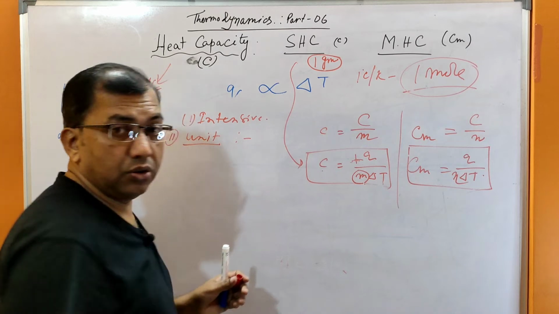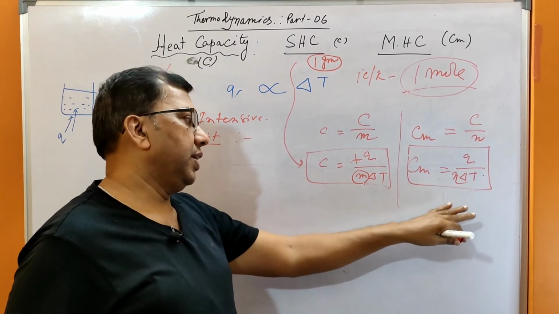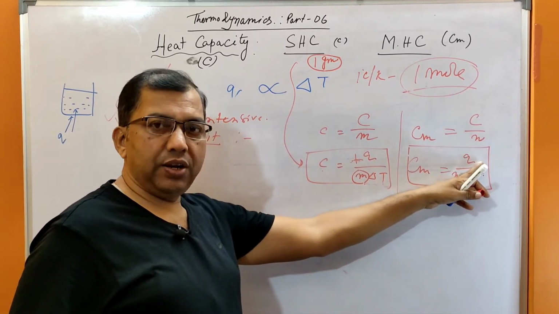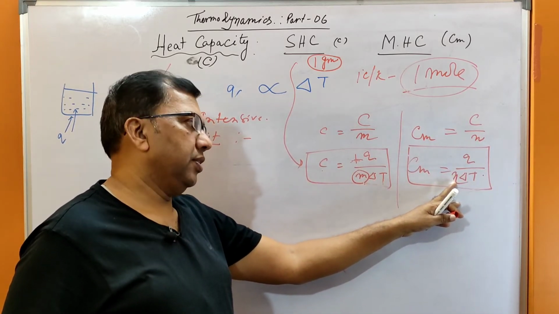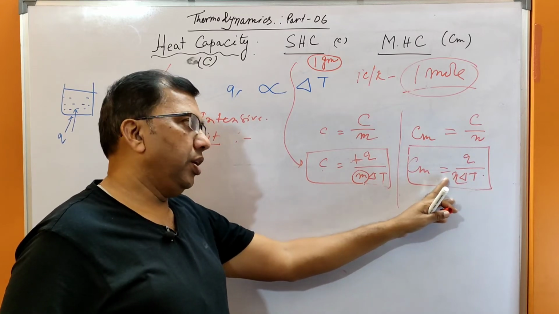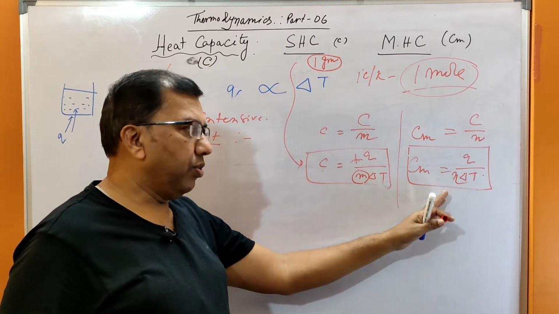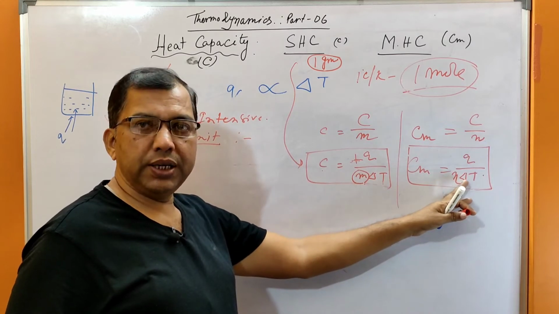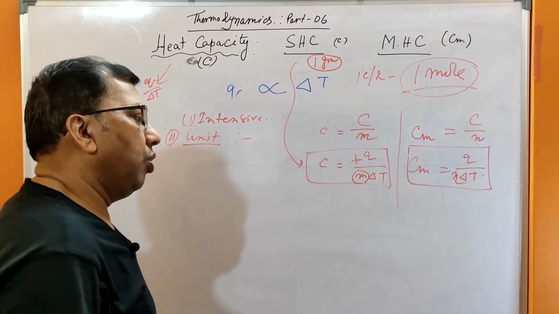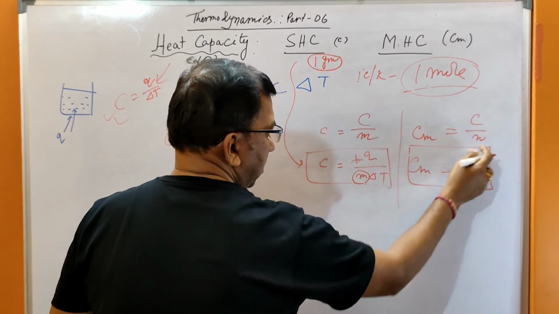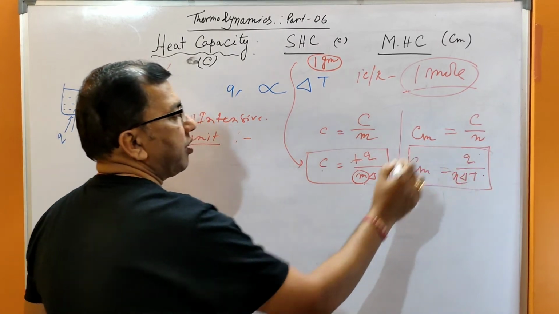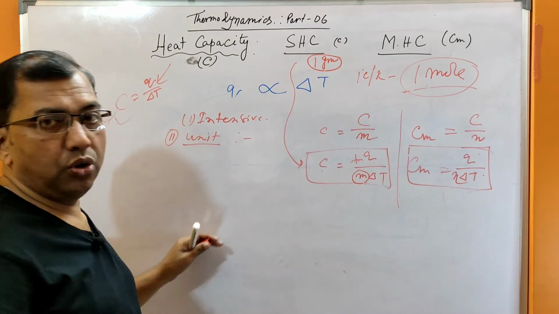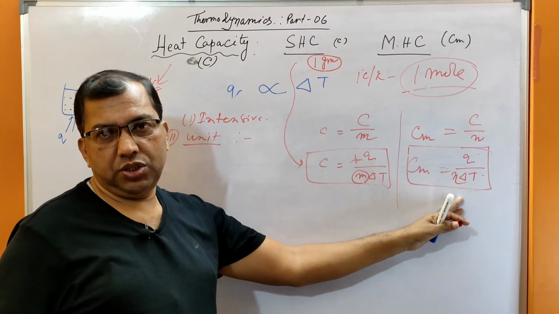For 1 mole of gas, you have to increase 1 degree centigrade or 1 Kelvin. The unit is calorie per mole per degree centigrade, or in the case of joule, joule per mole per Kelvin, whatever you can write as the unit. You don't need to remember units in this way; if you remember this, from here you can write the unit of molar heat capacity.